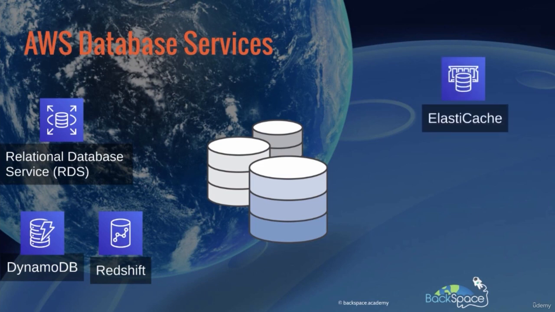Amazon ElastiCache is an in-memory data store or cache in the cloud. It allows you to retrieve information from fast, fully managed in-memory caches instead of relying on slower disk-based databases.